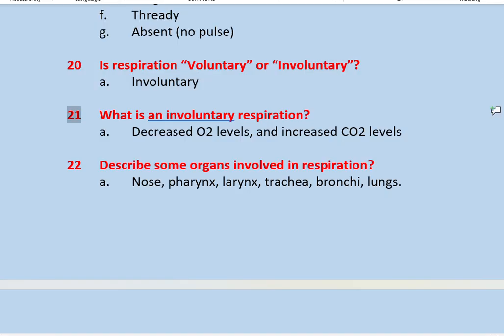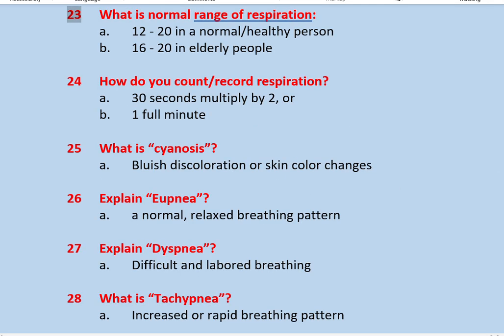20. Is respiration voluntary or involuntary? Involuntary. 21. What is an involuntary respiration? Decreased O2 levels, and increased CO2 levels. 22. Describe some organs involved in respiration. Nose, pharynx, larynx, trachea, bronchi, lungs. 23. What is normal range of respiration? 12 to 20 in a normal/healthy person. 16 to 20 in elderly people.